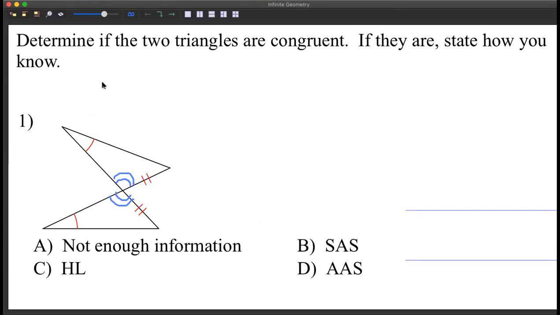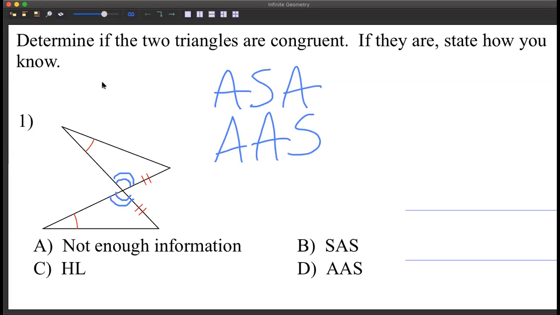So now I ask myself, okay, looks like I do have 2 angles and I have 1 side. So I'm basically choosing between angle, side, angle, or angle, angle, side. Okay, because that's what I have. See how they both have 2 angles? And then they both have 1 side. So I just need to figure out, well, which one of these 2 is it?